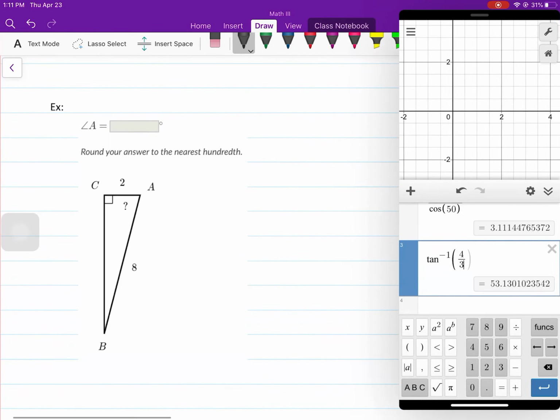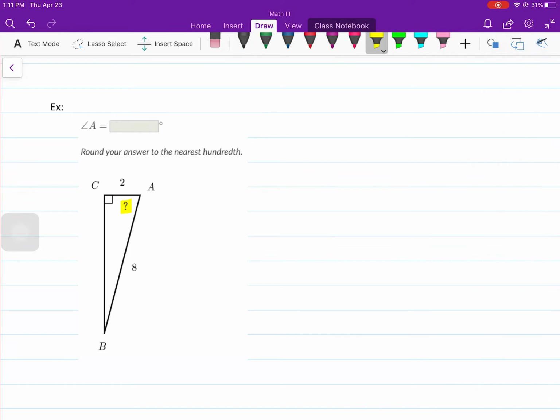Let's look at another example. So here our reference angle is the question mark. This is the adjacent side. This is the hypotenuse. If you list out SOHCAHTOA, once you get the hang of this, you don't have to do this anymore. We have adjacent and hypotenuse, so we're going to use cosine of x equals the adjacent over the hypotenuse.